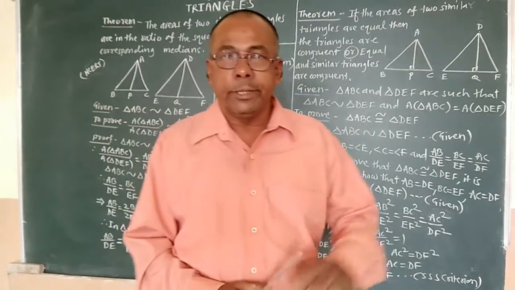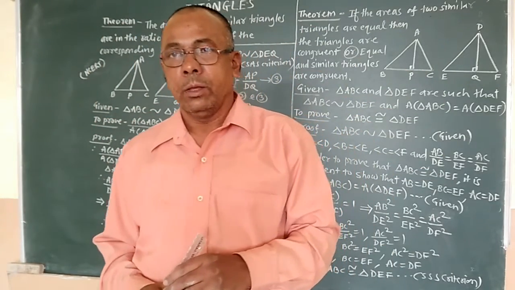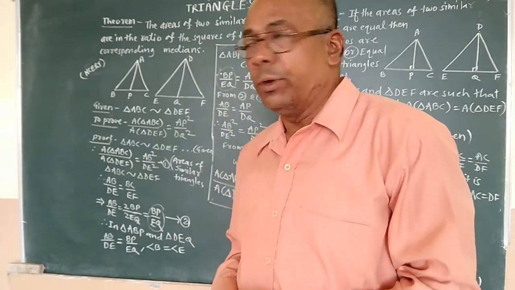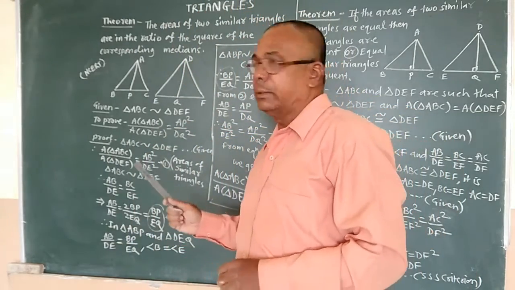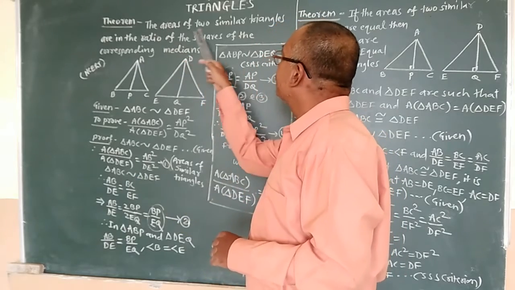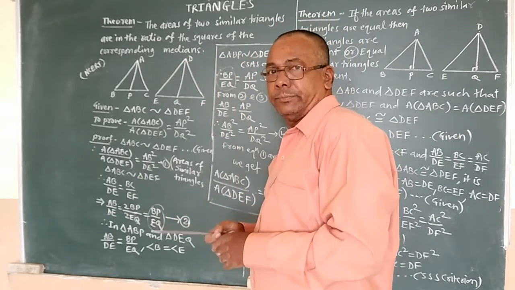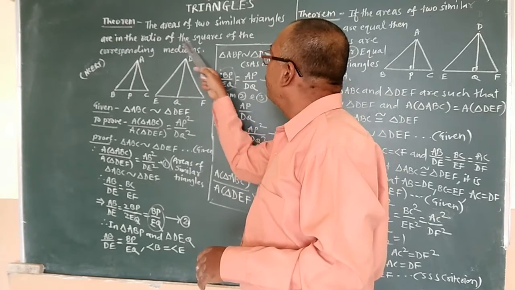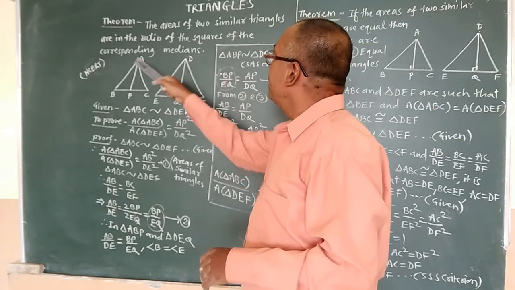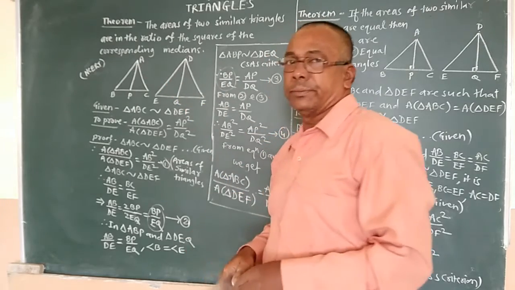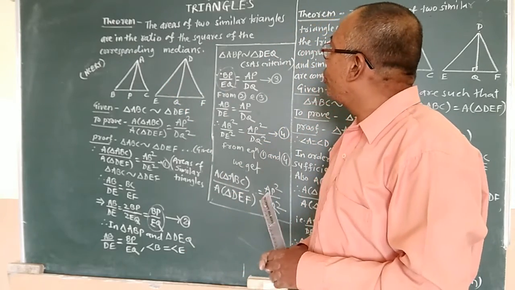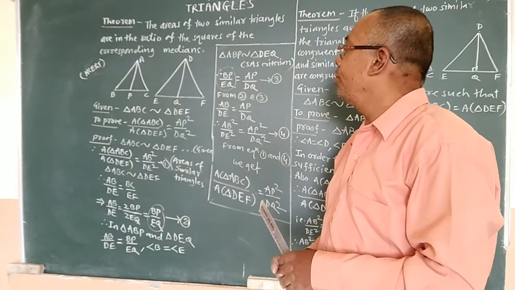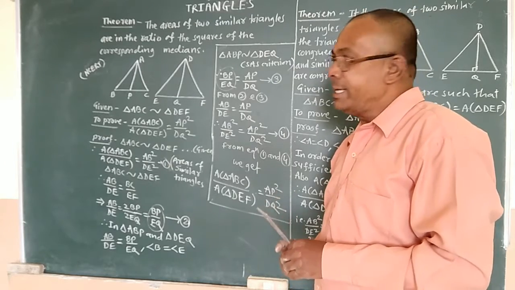See the next property of the two similar triangles. We have one more theorem here, that is the areas of two similar triangles are in the ratio of the squares of the corresponding medians. The areas of two similar triangles are in the ratio of the squares of the corresponding medians.